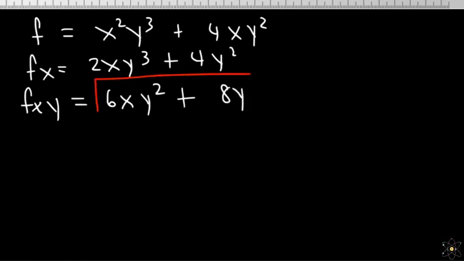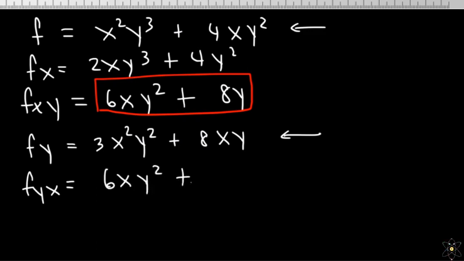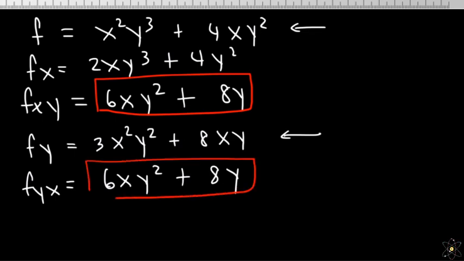So now let's find f yx. First we've got to find fy using this function. The derivative of y cubed is 3y squared, so we're going to have 3x squared y squared. And the derivative of y squared is 2y times 4x. That's 8xy. Now let's differentiate this function with respect to x. The derivative of 3x squared is 6x times y squared. The derivative of 8x is simply 8. So notice that these two are the same. fxy is equivalent to fyx.